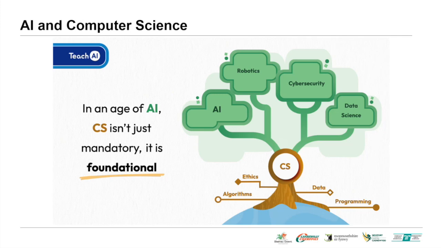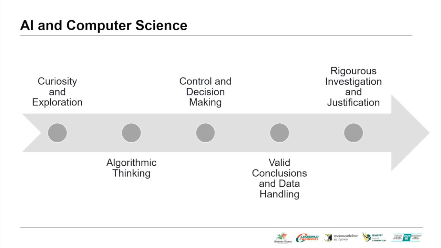And then when we consider AI and computer science, the Teach AI website talk about AI being, not just mandatory, sorry, it should be foundational and should be a part now of any computer science qualifications that we teach. And when we think about the statement, computation is the foundation of our digital world, that holds significant relevance when we think about this area of science and technology.